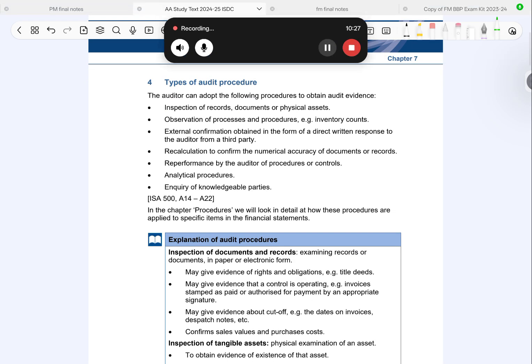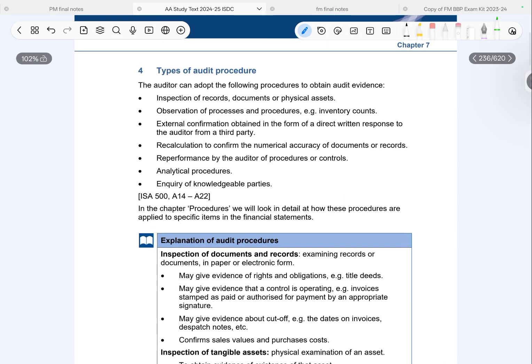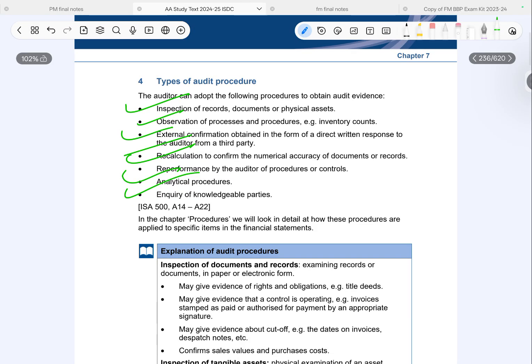Okay, so let's move on to audit procedures. Auditors have a set of tools they use to collect evidence. These include inspection, observation, external confirmation, recalculation, reperformance, analytical procedures, and inquiry. Now let's quickly understand them. Inspection means checking documents, records, or even physical assets. It helps confirm things like ownership, accuracy, and even cut-off dates.